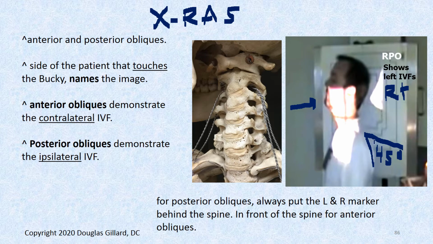But yeah, twist them 45 degrees. You have to angle the photons up about 15 degrees. That's way more than 15 degrees. And here's the skeleton. I twisted it in exactly the same position.